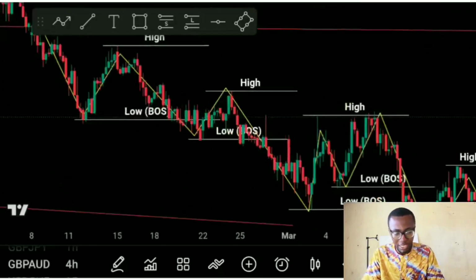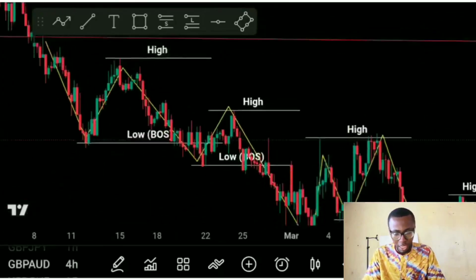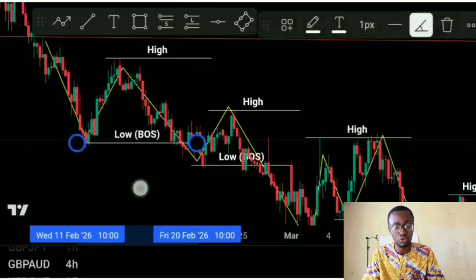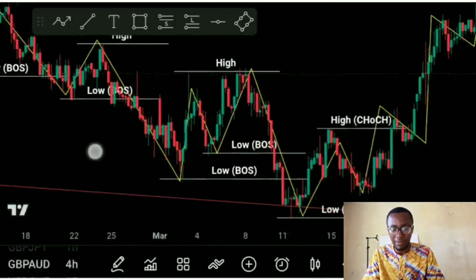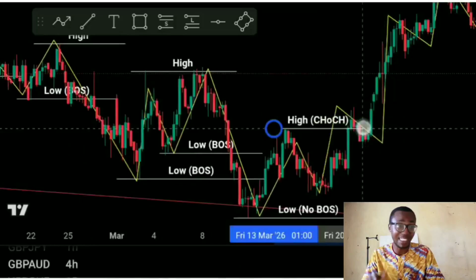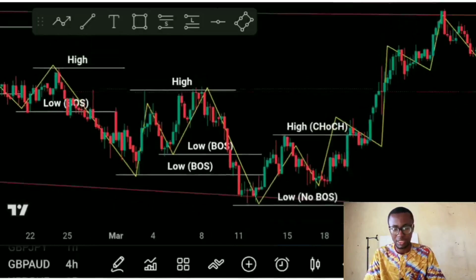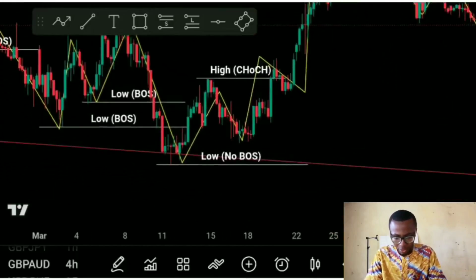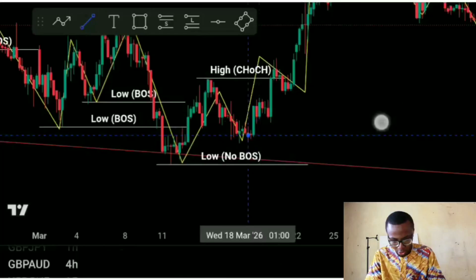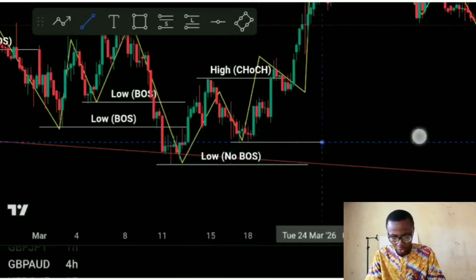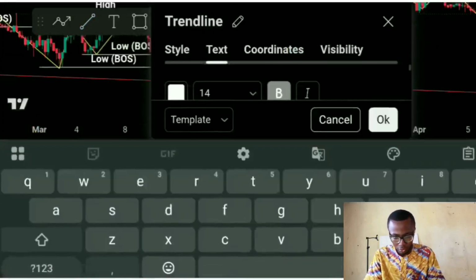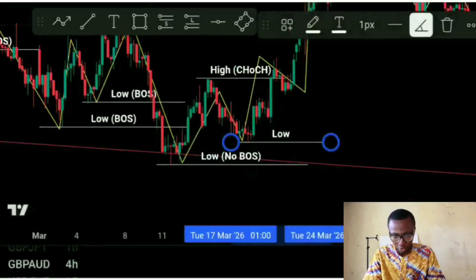So ever since we have been experiencing break of structure in the low, it is going down. But whenever we now experience change of character in the high, it started going up. Are you seeing it? Now, look at another low that was formed here. There was no break of structure here, so I'll just call this low. The low remains low because there is no break of structure.